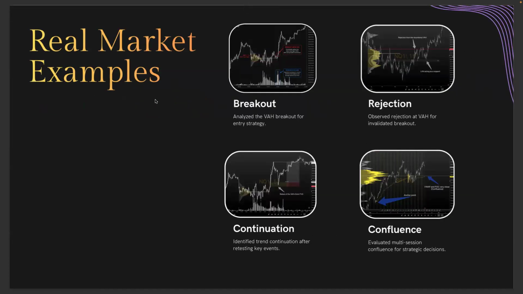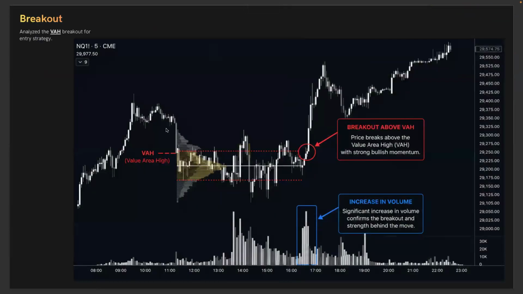Let's go through some real market examples. I found four here: a breakout, rejection, continuation, and confluence. Confluence, we still have to see what will happen there. I marked it on the SPY chart and we'll see. But breakout, so for example, we had a breakout on NQ here.